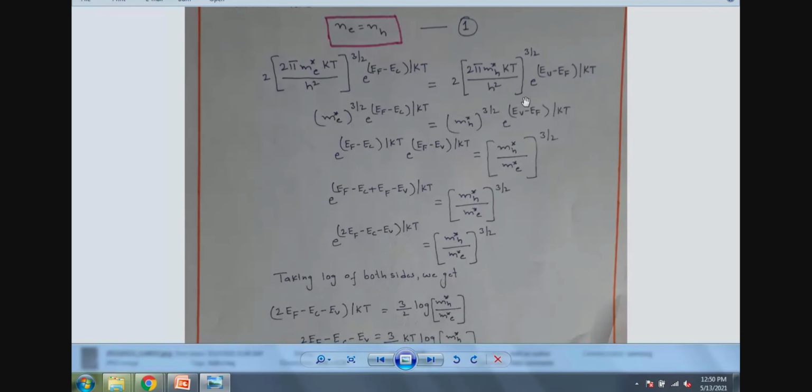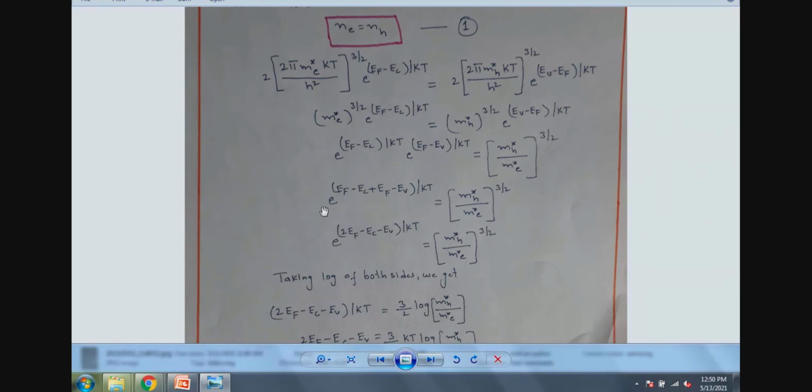This will be cancelled. Okay, so rearrange the equations. You bring all these terms to the side. This term, e to the power of (Ev minus Ef) by kT, brings to the LHS. Okay, so what it becomes, e to the power of Ef, and becomes mh by me to the 3 by 2, bringing this effective mass to one side, other exponential terms to other side. Now what happens here, you make it into one factor. Previously you have split it into two terms. Now make it into a single factor.